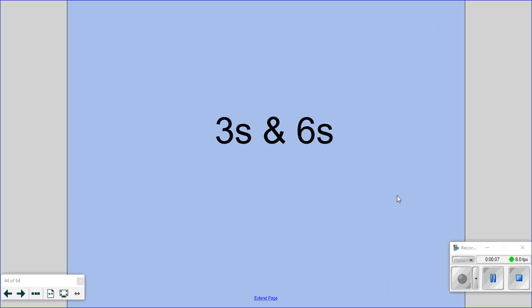So today we're going to be focusing on our multiplication facts, our 3's and our 6's. That's going to be our title today, our 3's and our 6's. We are in our math notebook. Our title is 3's and 6's.